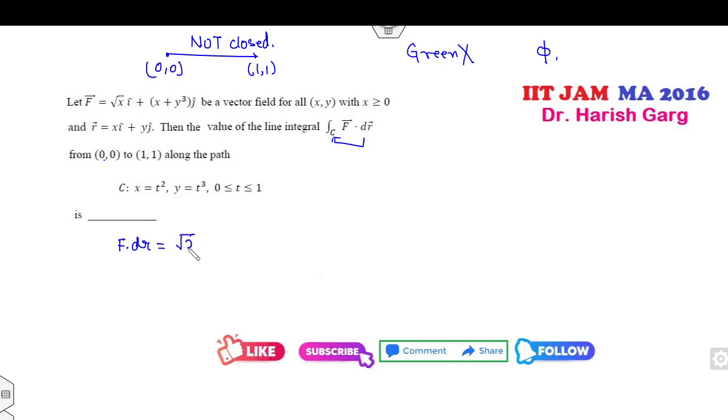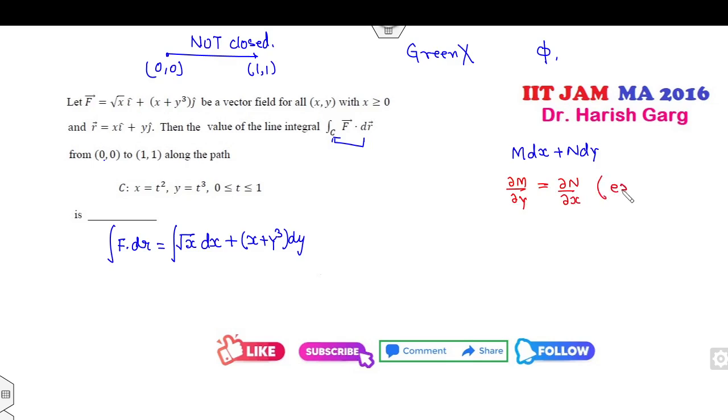Basically, it is root x into dx plus x plus y cube of dy. Fine. Now can you say, if you look at this part, it is M dx plus N dy, is it exact? What is the partial derivative of M with respect to y? This is the condition for the exactness. Fine. Otherwise you can find the curl. What is the partial derivative of M with respect to y? 0, N with respect to x 1, which is not exact. Fine. Once it is not exact, how can you find the phi? So it is not possible.